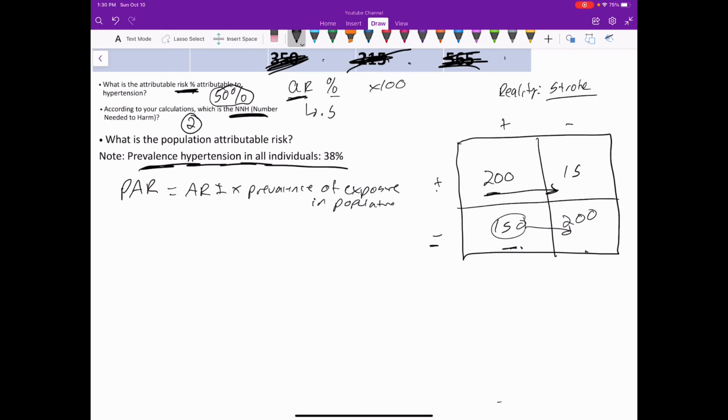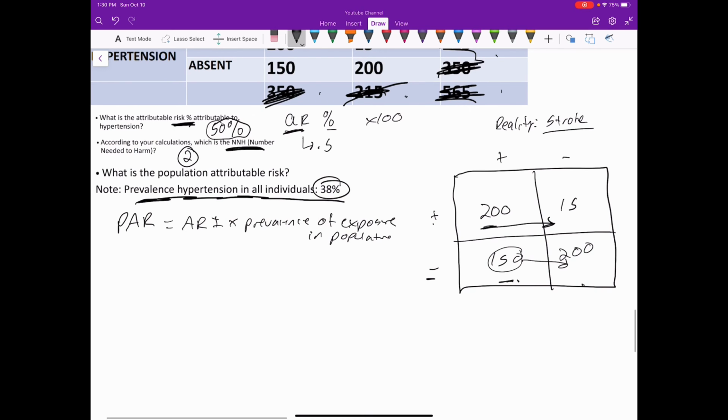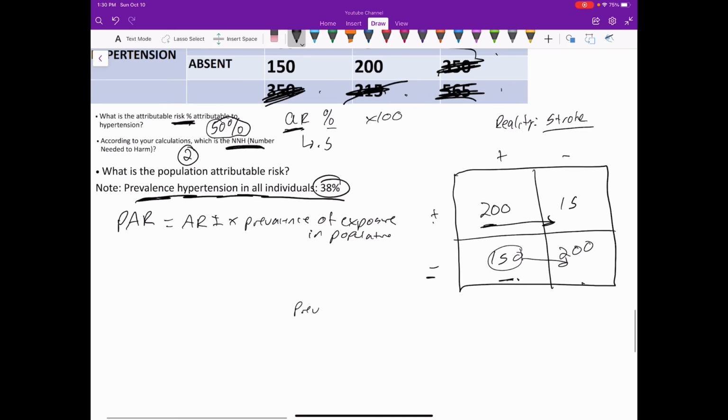Well, they gave us that the prevalence of exposure in the population is 38%, but let's do a quick run-through. How can we get this on our own if they didn't give it to us? Not too bad. What is prevalence? Prevalence equals the number of people who got sick over the total population. So who are the people who are sick?